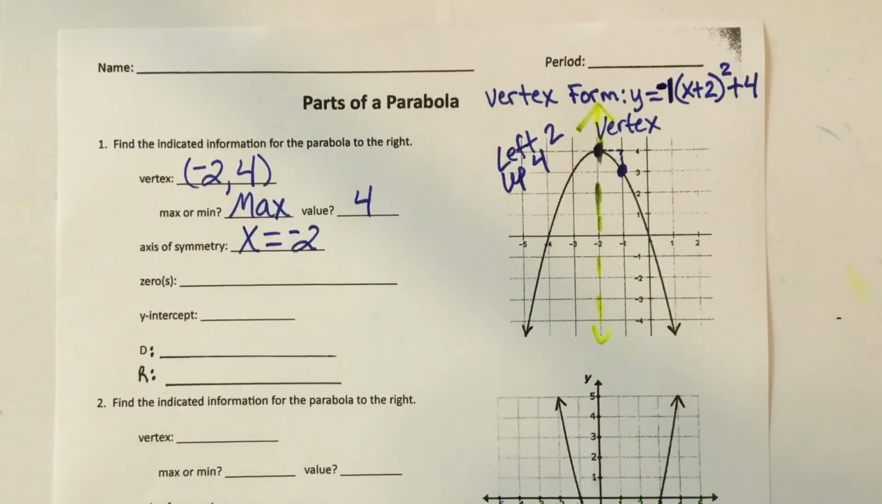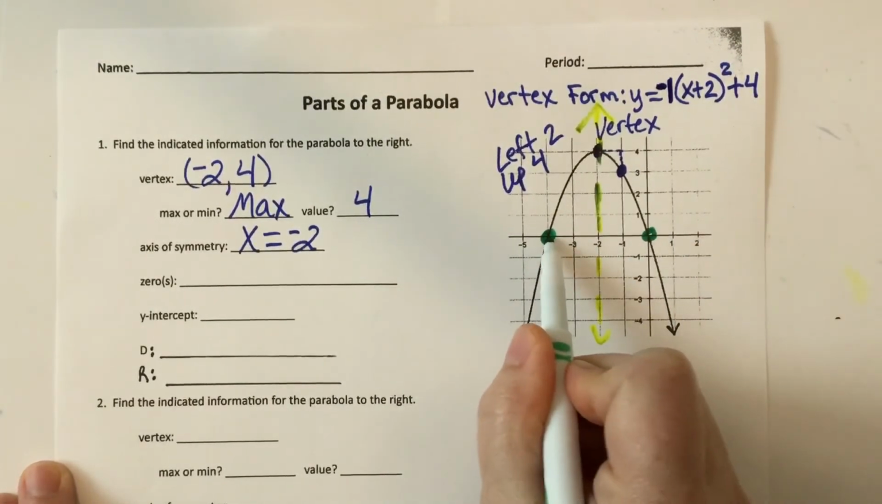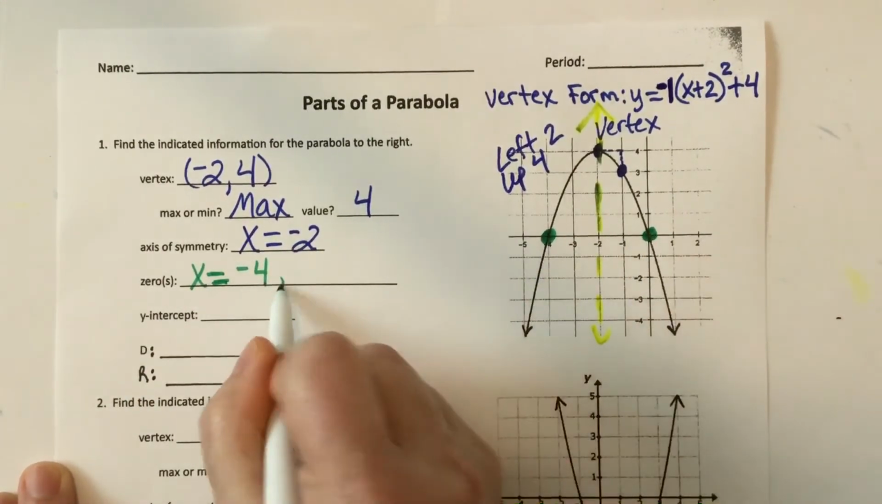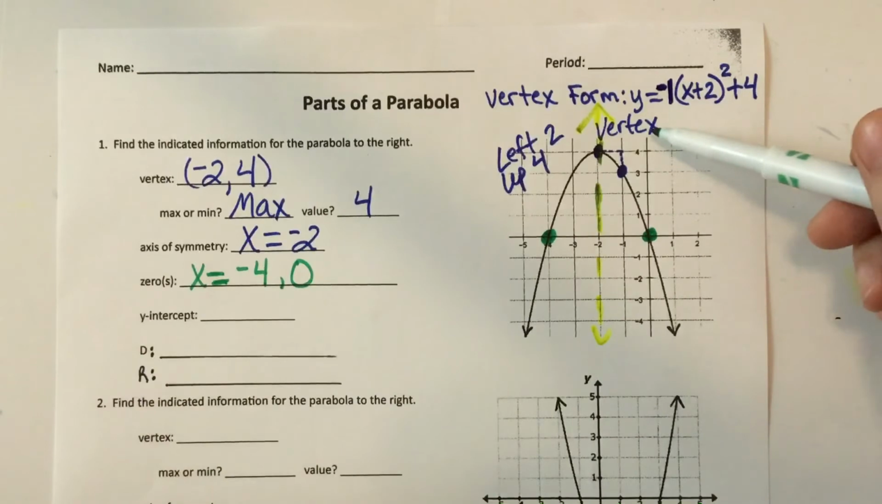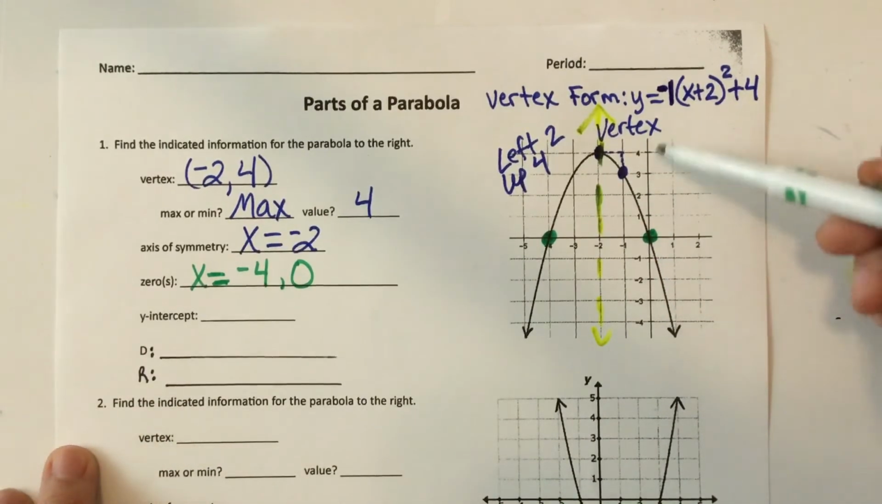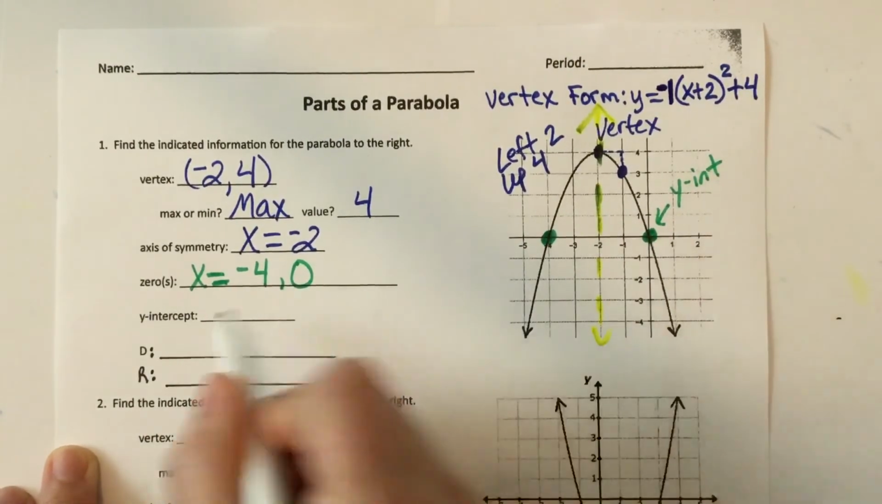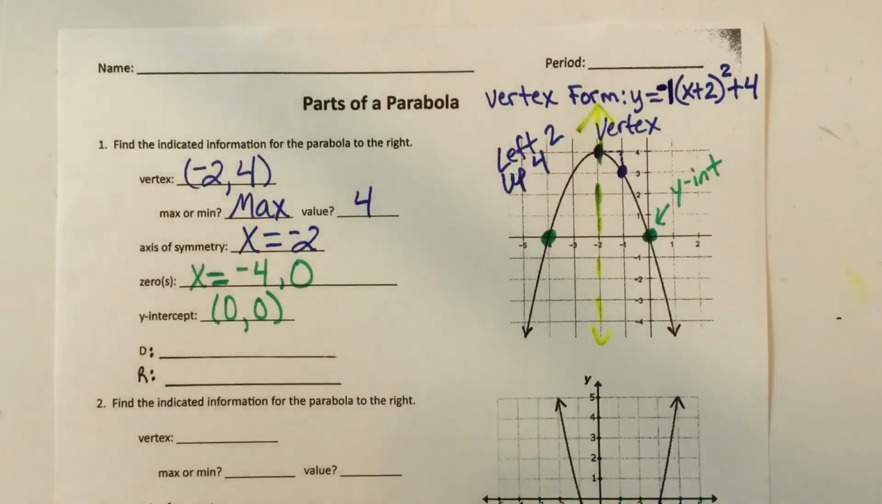Okay, zeros. This is where the graph touches the x-axis. They're called zeros, they're called roots, they're called x-intercepts, and they're called solutions. So we've got a 0 here at negative 4, and we have a 0 at 0. Okay, the y-intercept is wherever the graph touches the y-axis, and the graph touches the y-axis right there, which is our y-intercept, and that is the ordered pair 0, 0. So this is not only a y-intercept, but it's also a zero of the graph. So sometimes the y-intercept can be more than one thing.